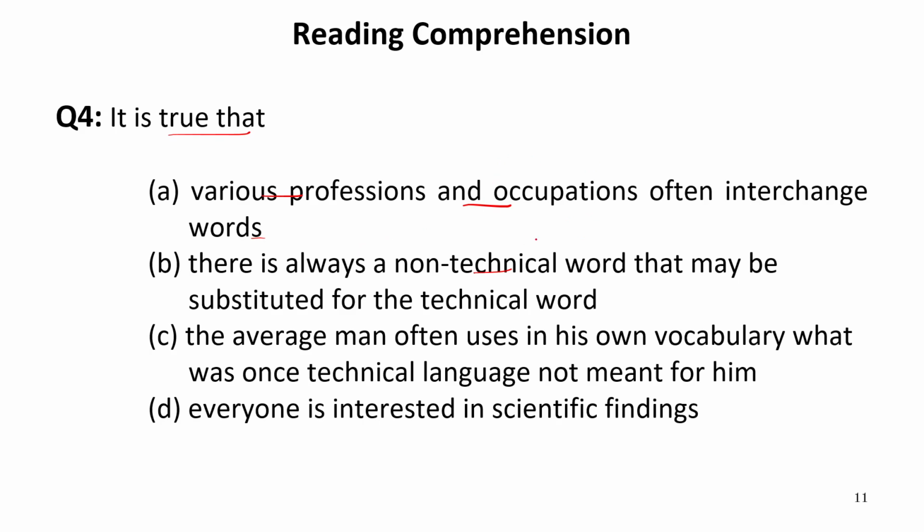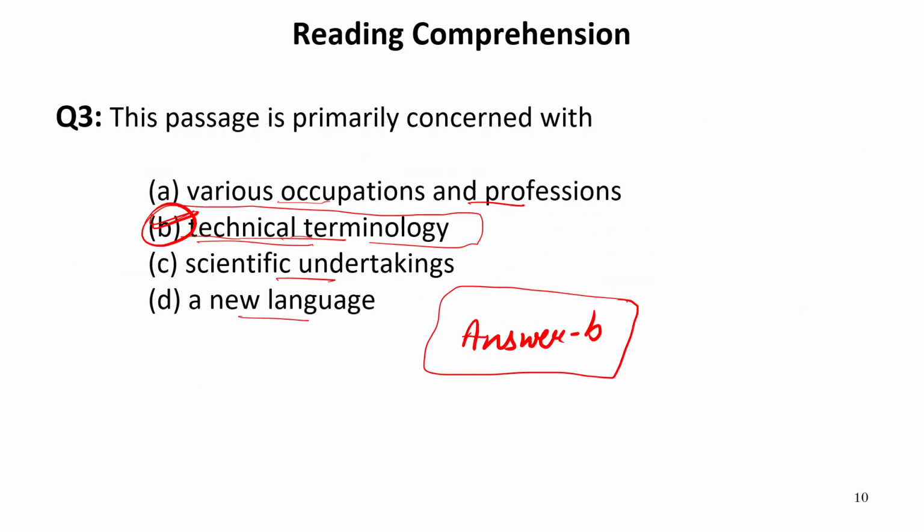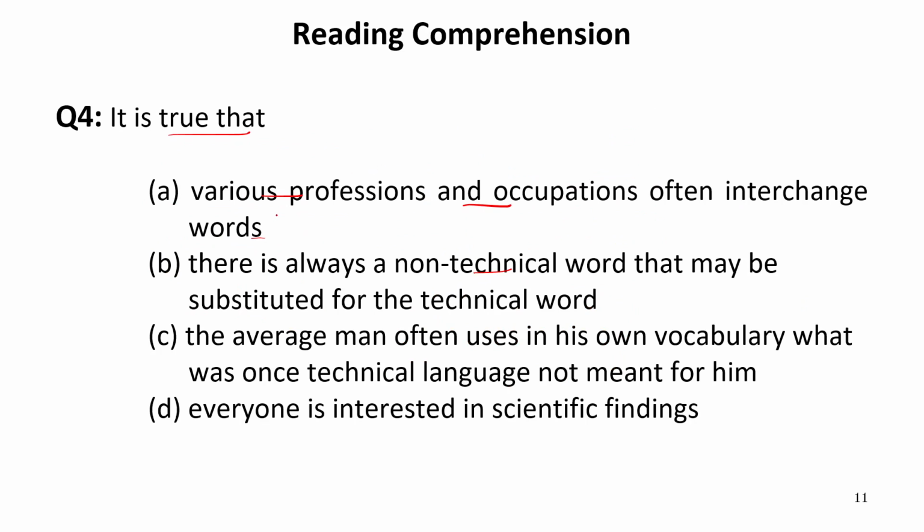First is given, various professions and occupations often interchange words. Now let us see this part. Here it is written, different occupations, however, differ widely in the character of their special vocabularies. Now here it is not given that they interchange their words. In fact, their words are particular and with time they become old. In fact, it will be included in their common speech. So this statement cannot be true.